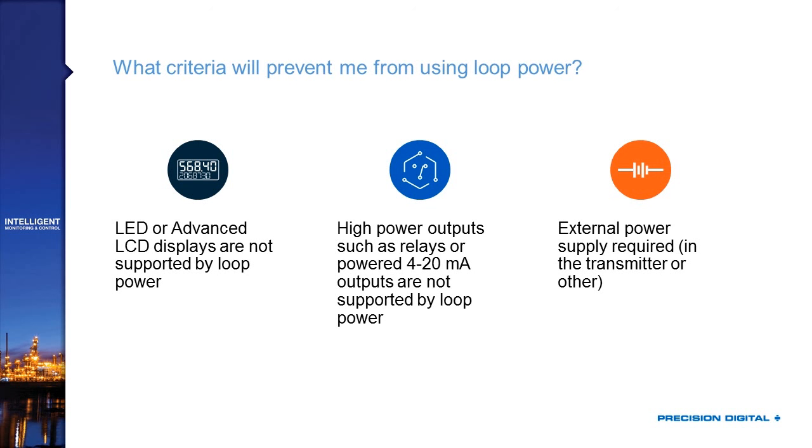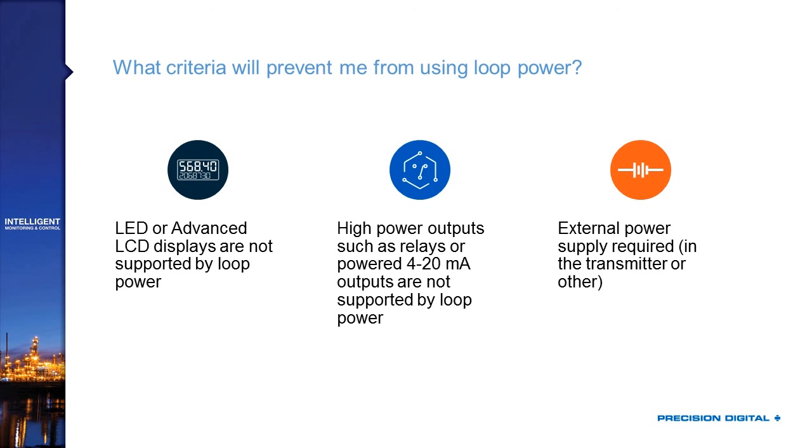And when an external power supply is required in the transmitter or really anywhere else, you've got to ask yourself, is it worth using loop-powered here? So if I know that my transmitter, for example, has to have a separate 24-volt input, well, now I've got 24 volts coming out to my site. I've got it nearby, potentially. Is it close enough that I might as well just use 24-volt powered equipment everywhere just to keep things simpler?